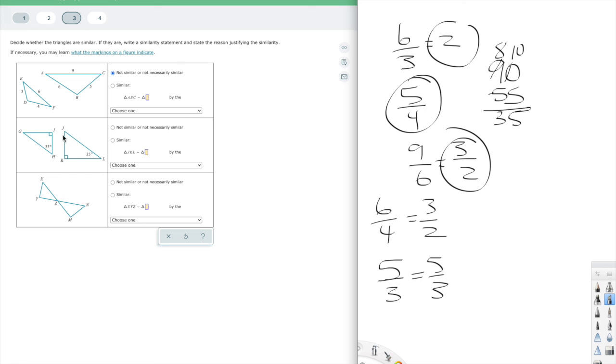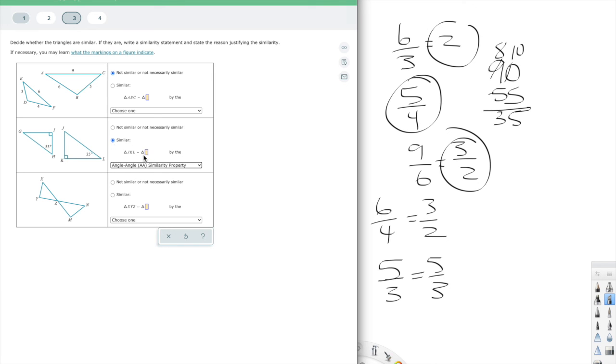So angle-angle similarity tells me that these two triangles are in fact similar. So I need to make sure I match them up. J, K, L. So it goes from the 55 to the 90. So 55 to the 90. So I'm going to go H, I, G. G. And then this bottom one.